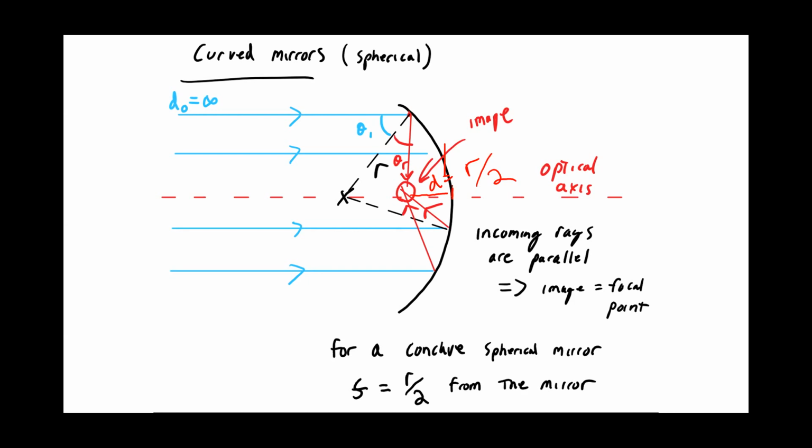And it's also important to note here that the image is not always going to be at the focal point, right? The focal point is the special case where parallel rays coming into the mirror make an image. If I have rays that are not parallel, which corresponds to rays coming from an object at a particular location, I can figure out where the image is going to be. It's not going to be at the focal point. But knowing where the focal point is will be helpful in identifying the image location.